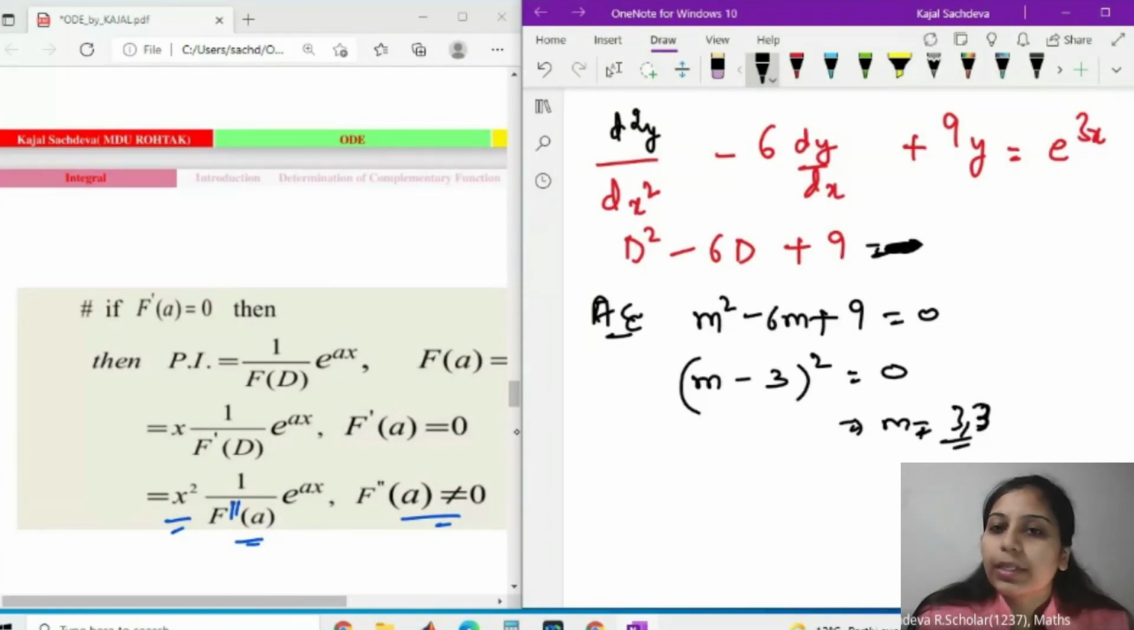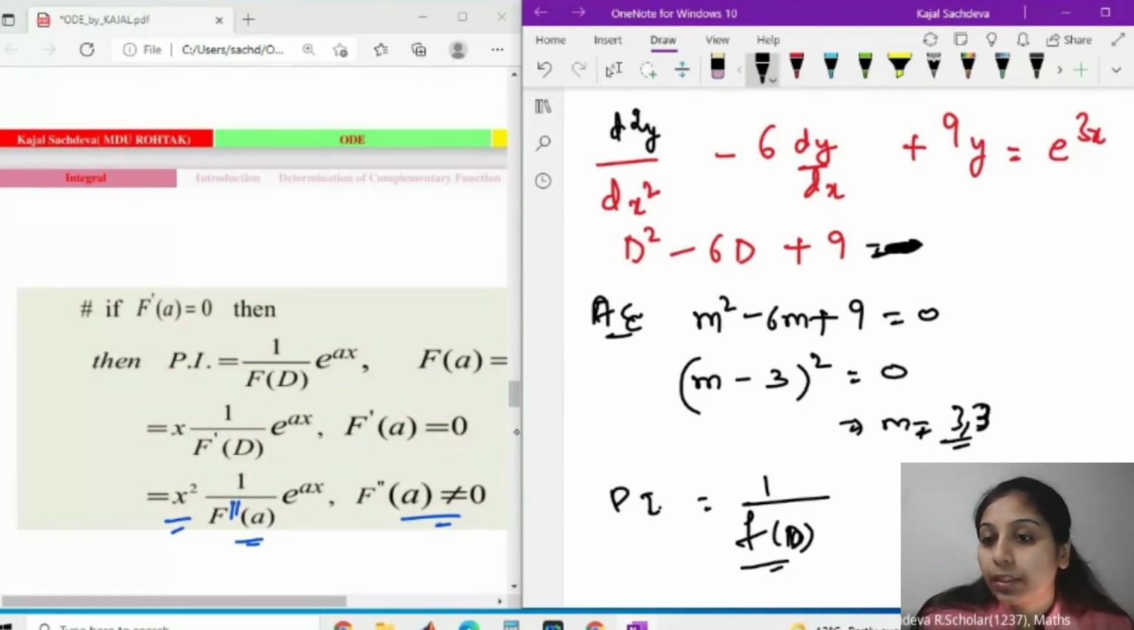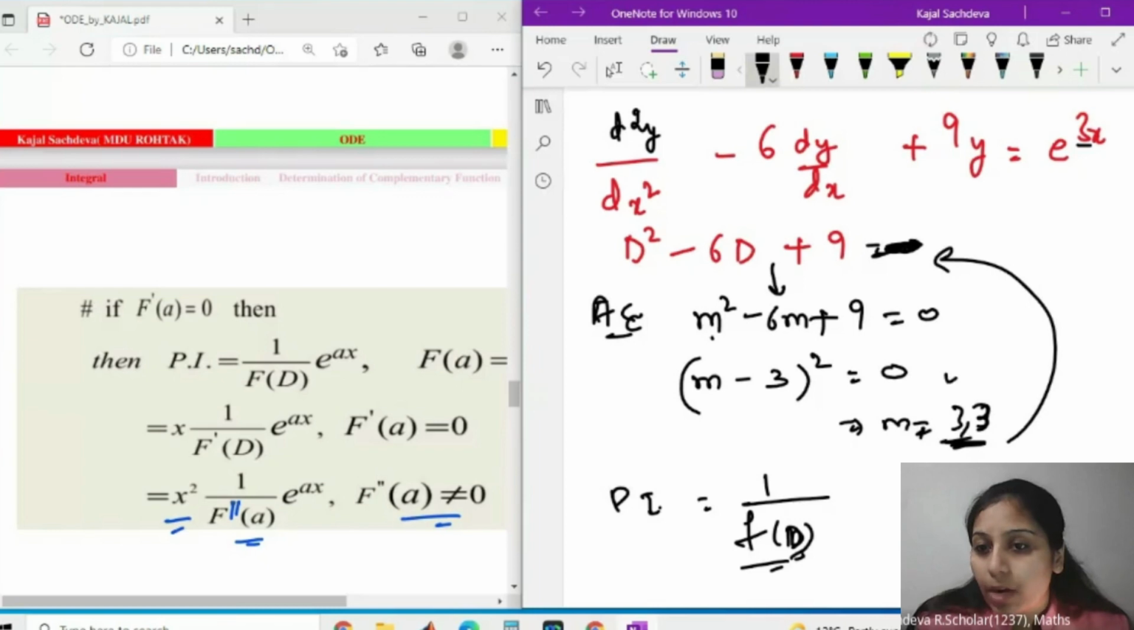So for finding the PI, we write f(D) as the denominator and put D equal to 3. We know that for f(3), we just put m in place of D, so whatever roots satisfy this equation will satisfy f(D). So when we put 3 even once or twice, this will be 0. So this is surely a case of failure. We can see it from the CF also.